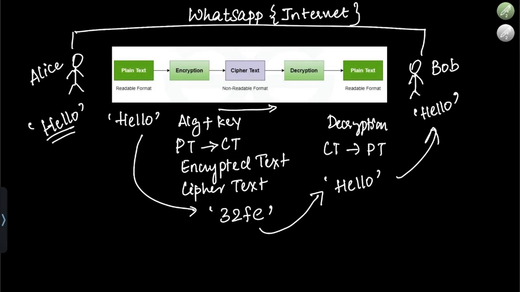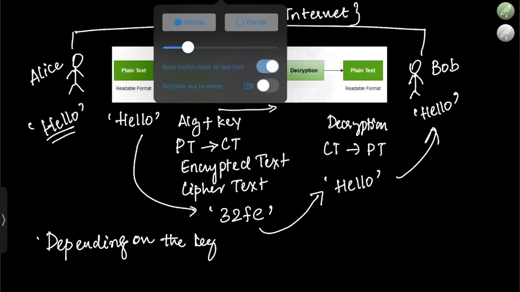Now we'll see the types of cryptography. Depending on the key which is used here, we can classify.